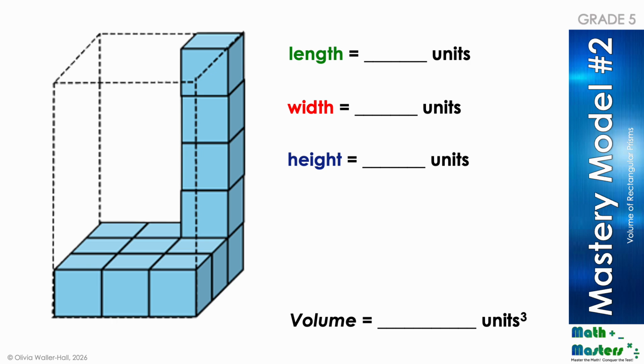Here we have a box that has been partially filled. Let's find the volume of this box. The length is 3 units. The width is also 3 units. And the height is 5 units. Let's use our formula to multiply and find the volume. 3 times 3 times 5. First, 3 times 3 is 9, and 9 times 5 is 45. So the volume of this box is 45 cubic units.